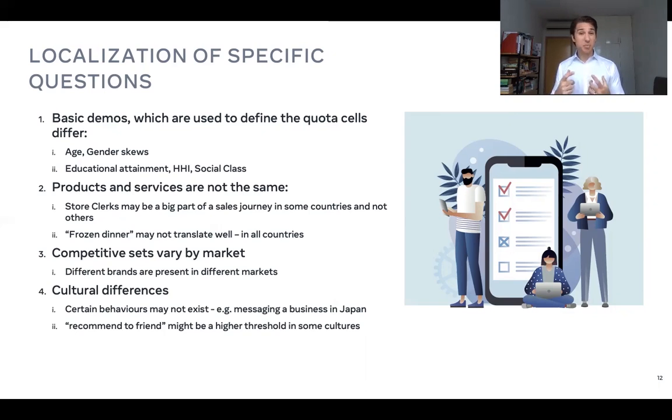We need to keep in mind that the products and services are not the same in every market. So we've found, for example, that in Japan, a store clerk is somebody who's seen as, at least in the fashion industry, an influencer, a micro-influencer, and sometimes a larger influencer where they can draw people into the store. And then some very specific things like frozen dinners, which may not mean the same thing or may not translate quite well. The competitive sets vary, so as well as products existing and not existing, competitors as well.